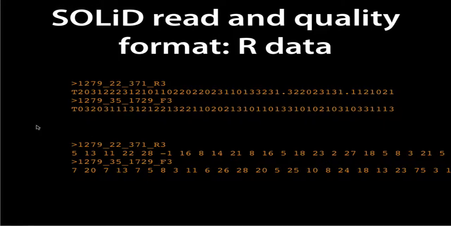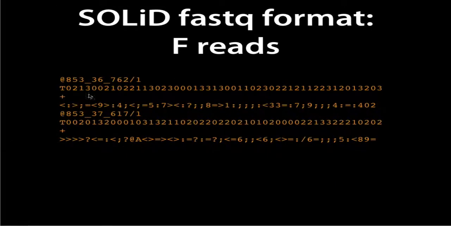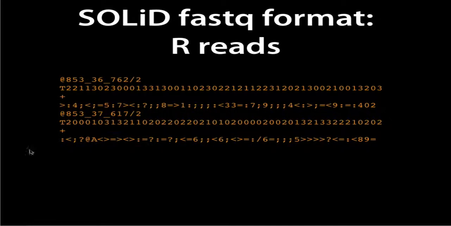The mappers that Galaxy utilizes, Bowtie in this case, require you to convert these data sets into FASTQ format, which for forward mates or for the first mate will look like this, where the mate is indicated by /1, and for the second mate by /2. And I will explain to you how to do all of that.